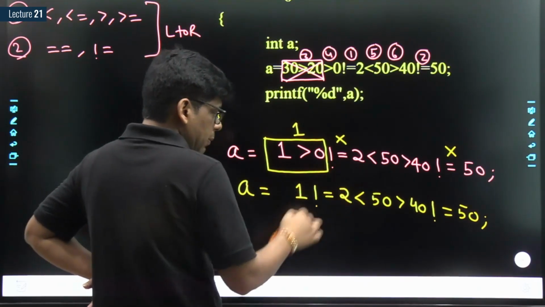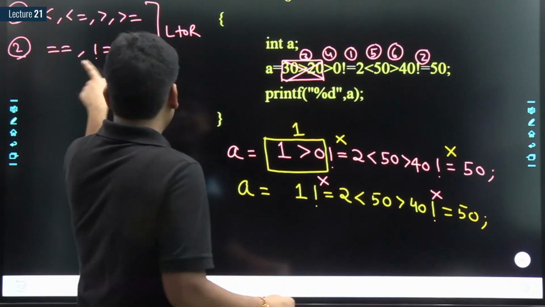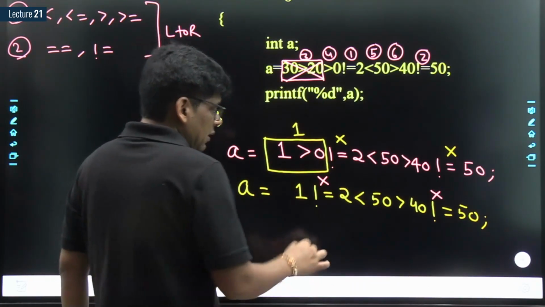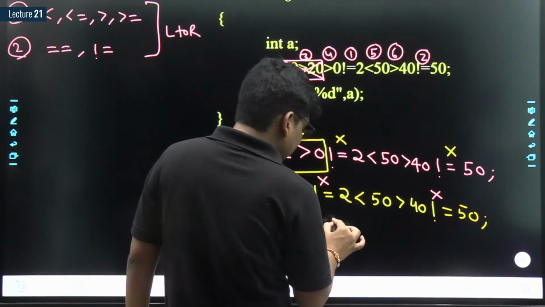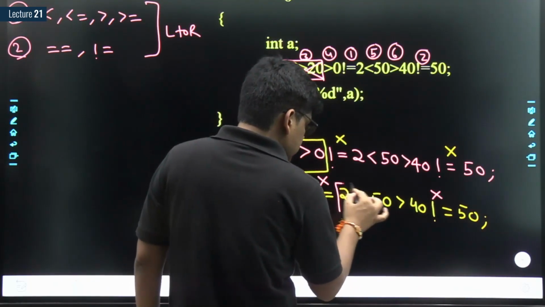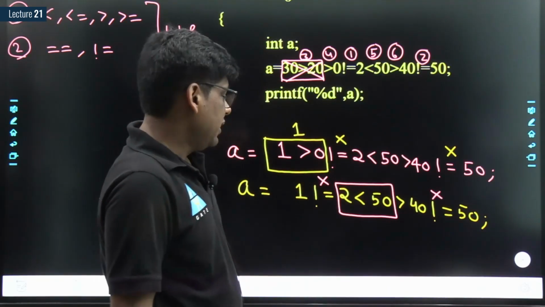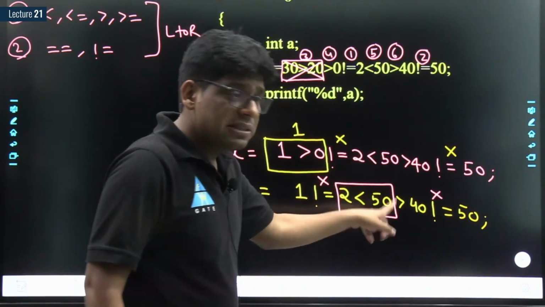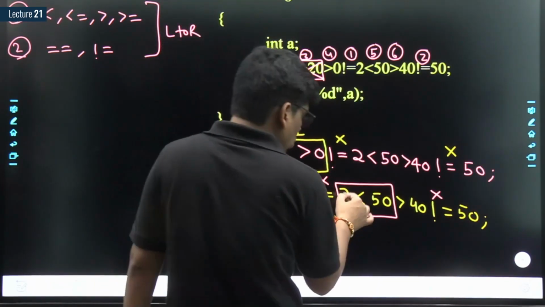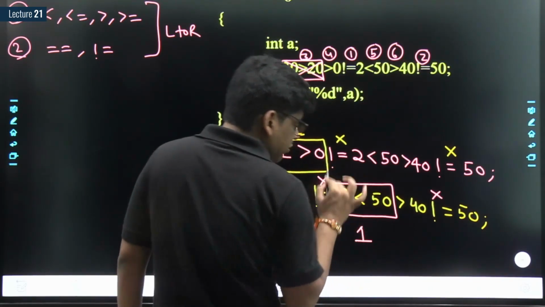Again, which one will be performed first? We are not talking about this and this because these are at low priority. That means either this one or this one. Which one? If I move from left to right, this comes first. That means this one should be evaluated first. So tell me, is it true that 2 is less than 50? Yes, sir, it is true. That means if it is true, this whole is replaced by the output of the relational operator, which is 1.